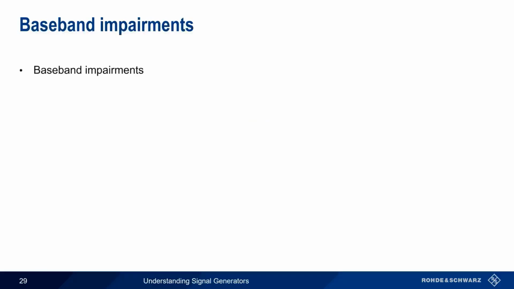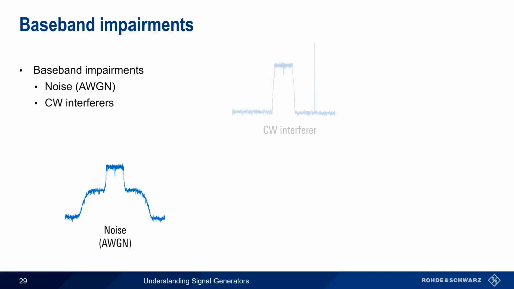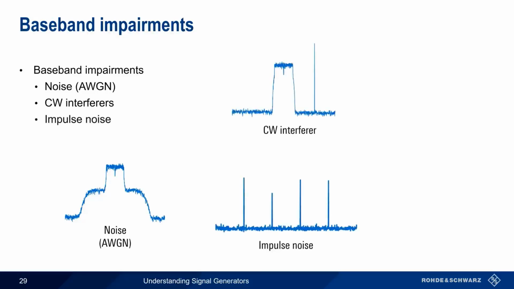There are four main types of baseband impairments that can be created by vector signal generators. These include noise, or more precisely, additive white Gaussian noise, or AWGN, CW, or continuous wave interferers, impulse noise, and phase noise. Let's start by discussing noise, or AWGN.